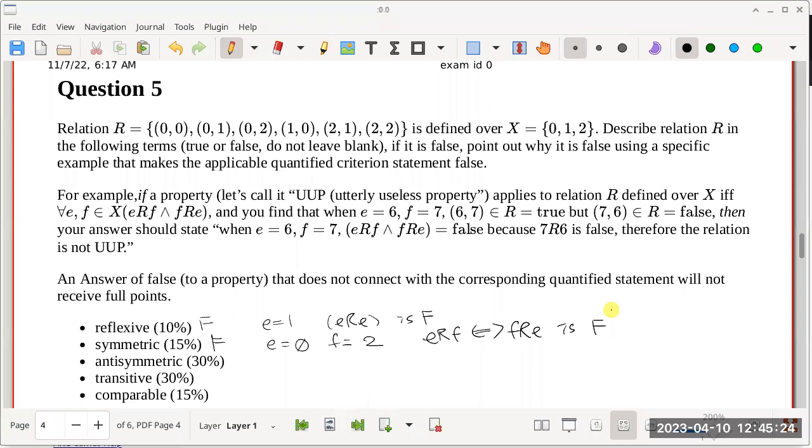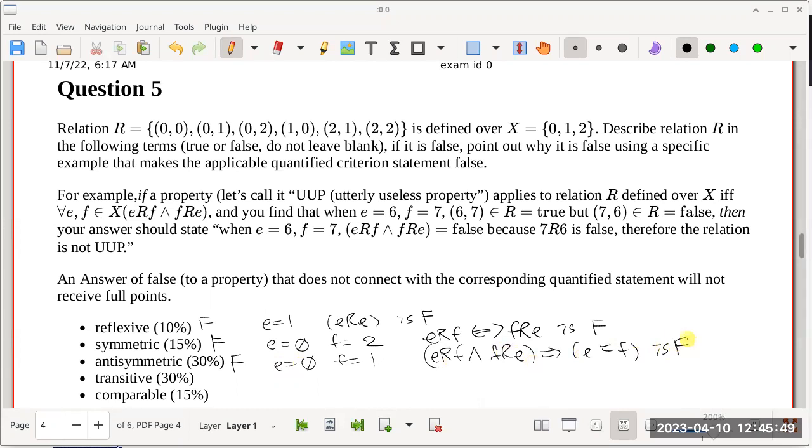Is it anti-symmetric? It is definitely not anti-symmetric. Oops, so I just clicked a button. Because when E equals 0 and F equals 1, then ERF and FRE, the whole thing implies E equals F is false. All right, is it transitive?